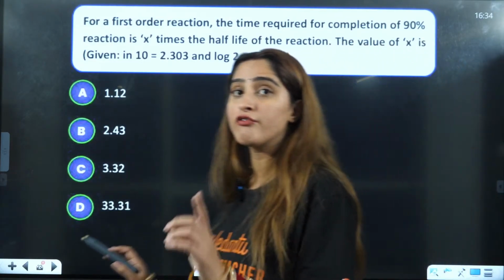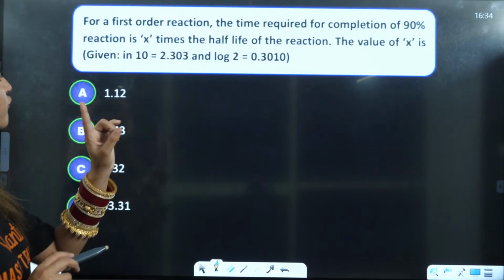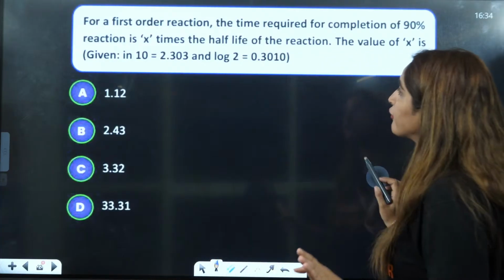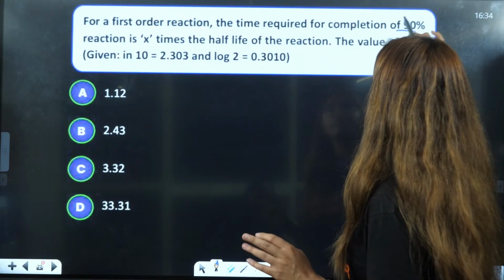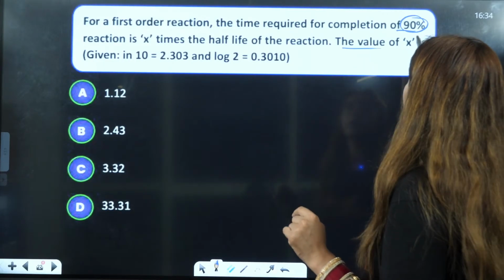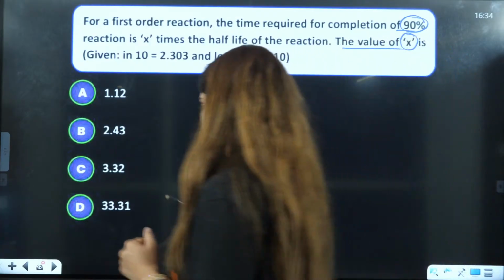Next is for the first order reaction. Now they are asking you for the first order reaction, the time required for completion of 90% reaction is x times that of the half-life of the reaction. They are asking you the value of x. So how many times is it, right?